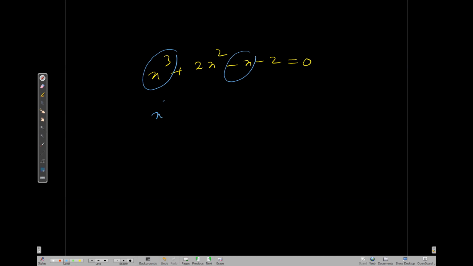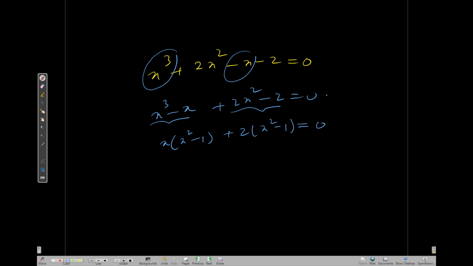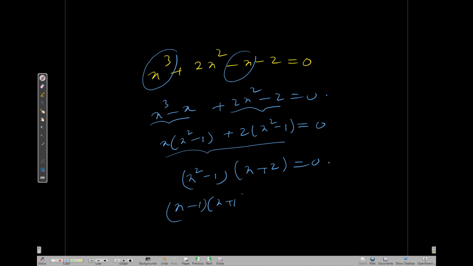See, if I group these two terms and rewrite it, I can pull x out, x squared minus 1, and from here I can pull 2 out, x squared minus 1. See, that's about experience. If you see the factors, from these two, x squared minus 1 is common, so x plus 2. x squared minus 1 is x minus 1 times x plus 1. So we have three nice solutions: x equals 1, negative 1 and negative 2. Okay, I think that's enough examples for other kinds of equations.